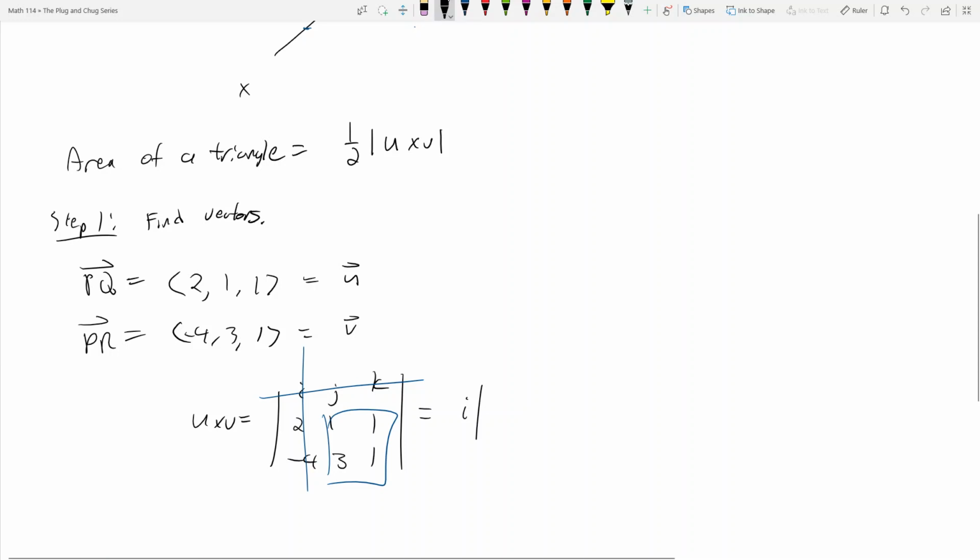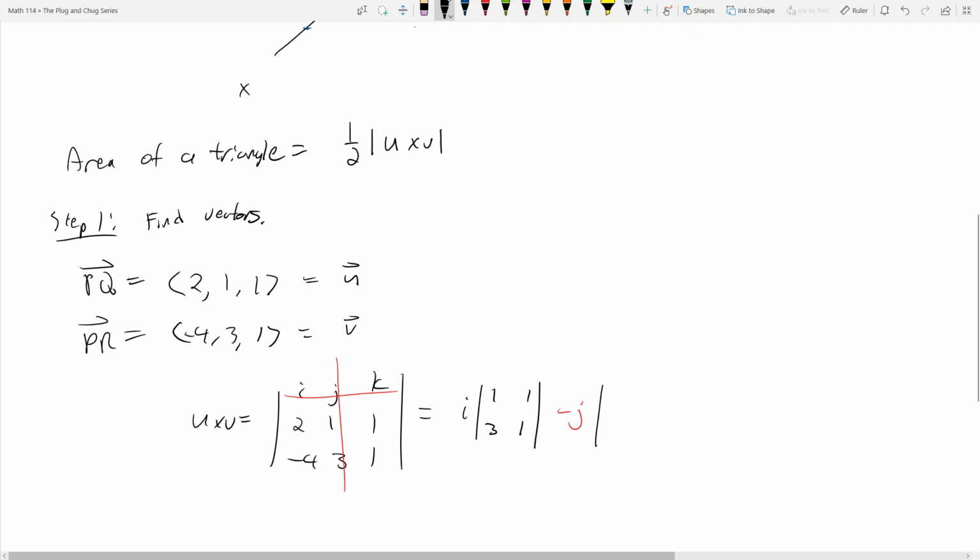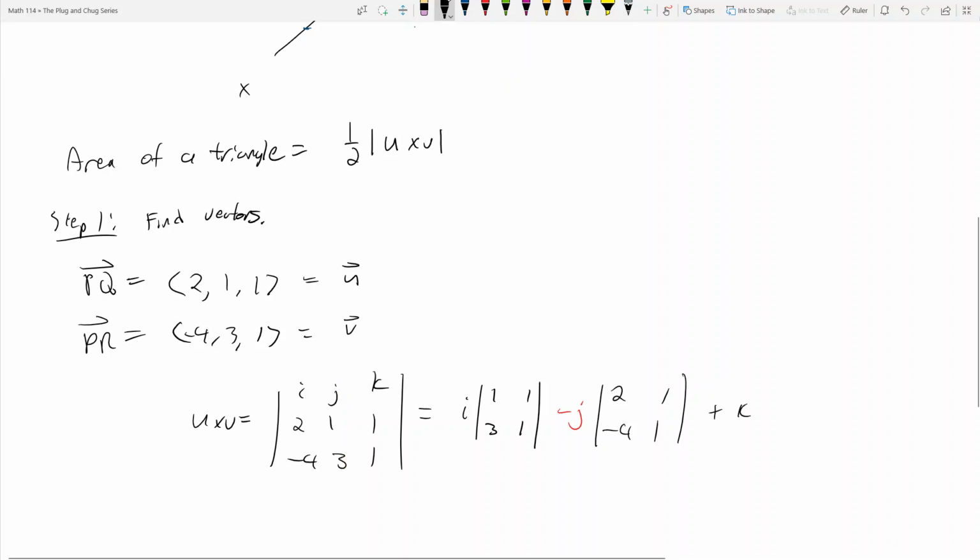So now I have i times the determinant, this is called the determinant of 1, 1, 3, 1, and then we'll show you how to figure that one out. And then that's that part. And then the next part is minus j, all right? And you always have a minus j here, times the determinant. Now this is 2, 1, negative 4, 1. All right, you guys see that? And then finally, we're back to a plus k. And then if we knock out k, this becomes 2, 1, negative 4, 3, okay?